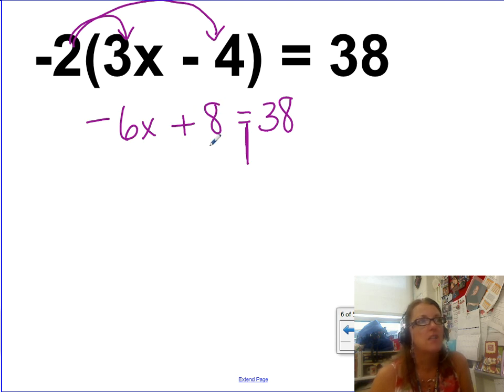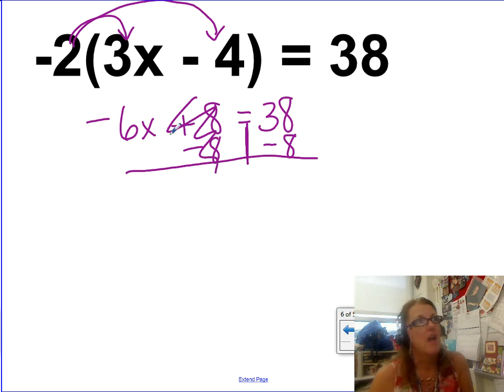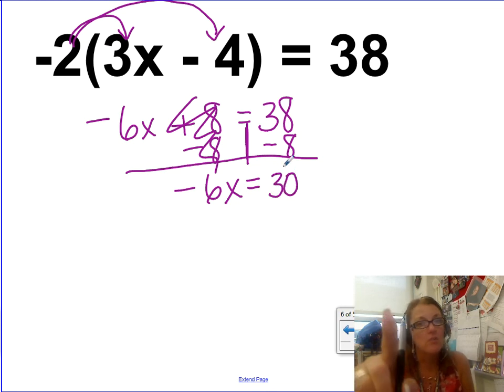First of all, get rid of the adding of the 8 by undoing it. Subtract 8. Do it on both sides. That goes to 0. Now we're adding 0 to negative 6x, and that just leaves you with negative 6x. And now over here we get 30. All right, now hold your horses. Okay, don't go too quickly here.